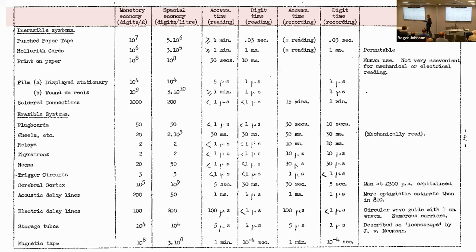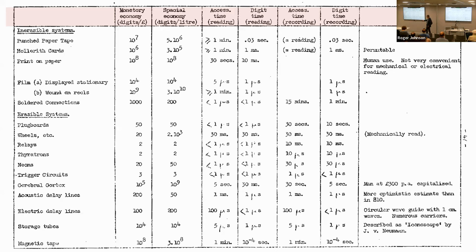Well, you listed all the technology options and ranked them by monetary economy: how many digits can you get per pound? Space economy: how many digits can you fit into a liter? And then access times and throughput, reading and writing memory.